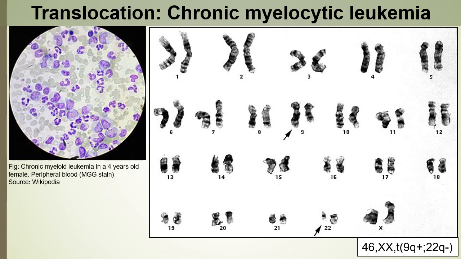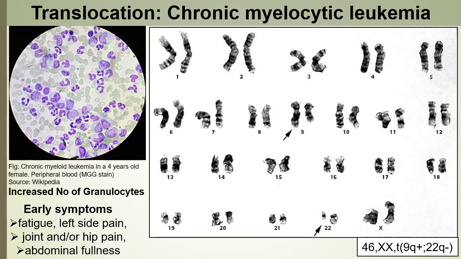If we look into the slide to see the cell characters, we can see that the number of granulocytes is drastically increasing. The early symptoms in chronic myelocytic leukemia are fatigue, left side pain, joint and hip pain and abdominal fullness.